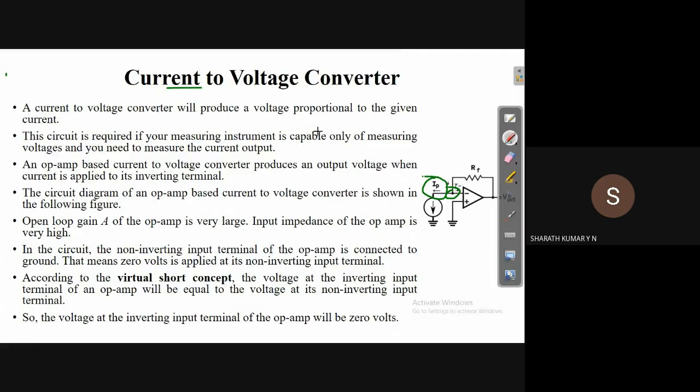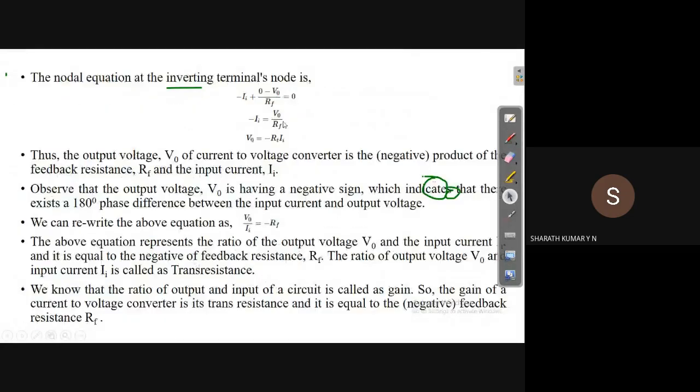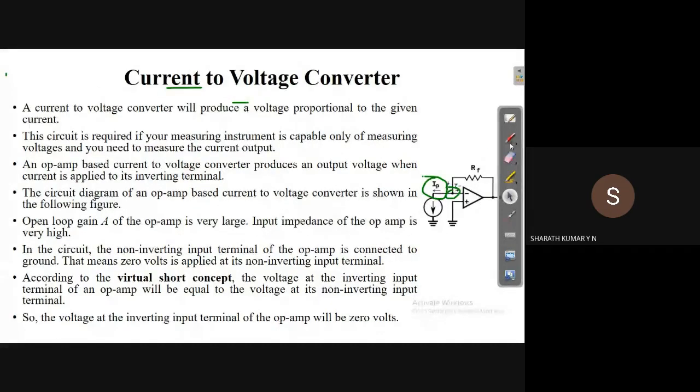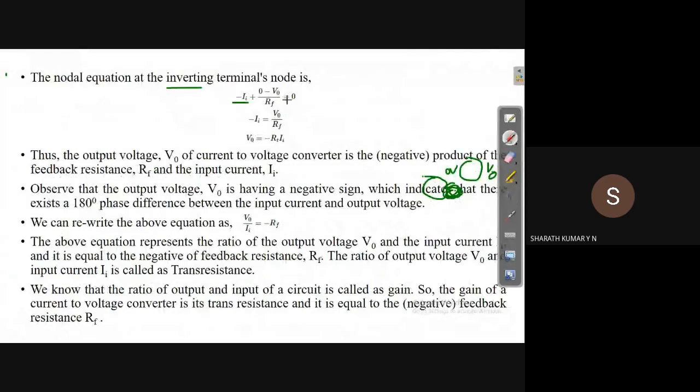With respect to the inverting input terminal, the current is negative. So in this equation, we get the current as minus II, and the potential at the inverting input terminal is zero. For the feedback resistance RF, one end of RF is at 0 volts, the other end is V naught. So with respect to the inverting input terminal, it is 0 minus V naught divided by RF. When we rewrite for V naught, it is minus RF times II.